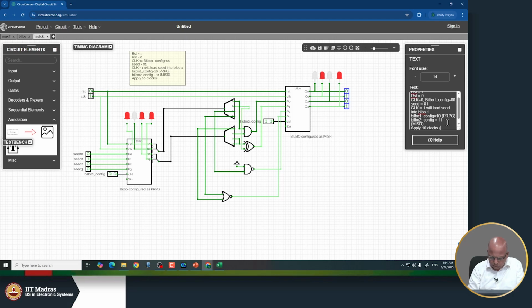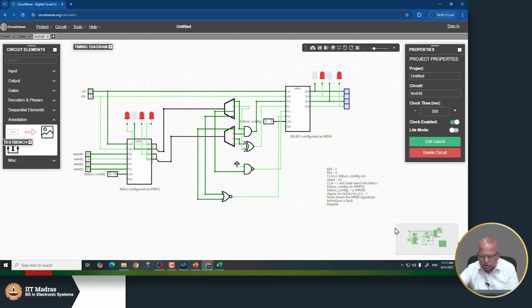So, clock equal to 0 1 0 1 like that. Note down the MISR value signature. Then introduce a fault, repeat. So, you should get a different signature. Okay. That is the basic idea.